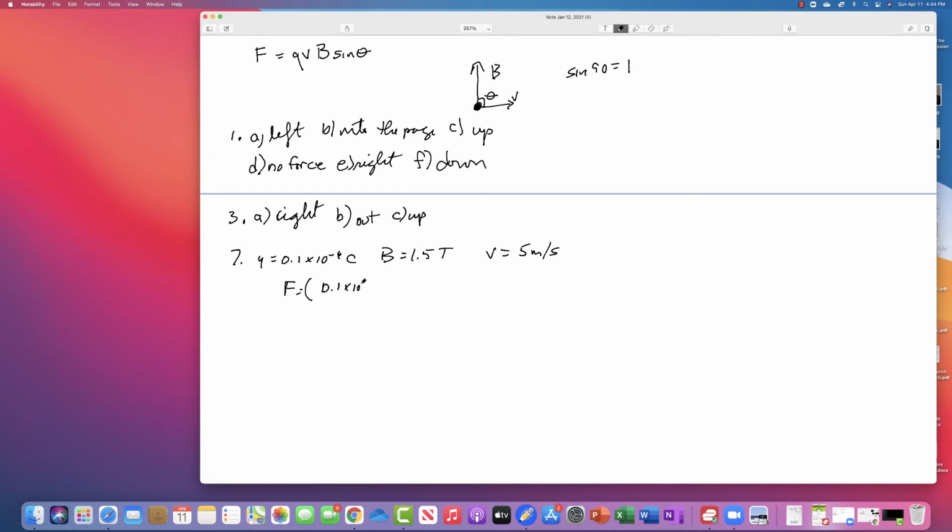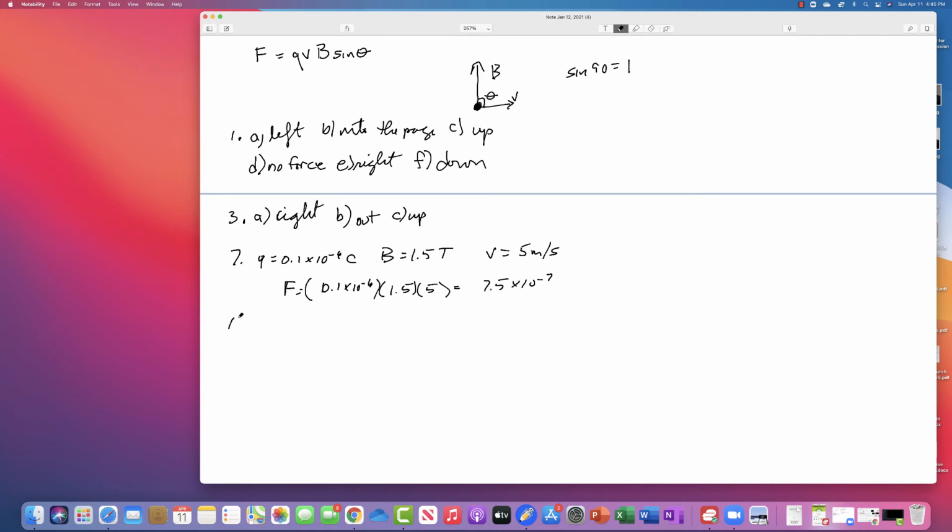So the force is going to equal 0.1 times 10 to the minus 6 times 1.5 times 5. And so that multiplies out to an answer of 7.5 times 10 to the minus 7. And it's going to be perpendicular to the direction of the field and the velocity of the particle. It didn't give us the direction or velocity, so you can just say that it's perpendicular to both of those.